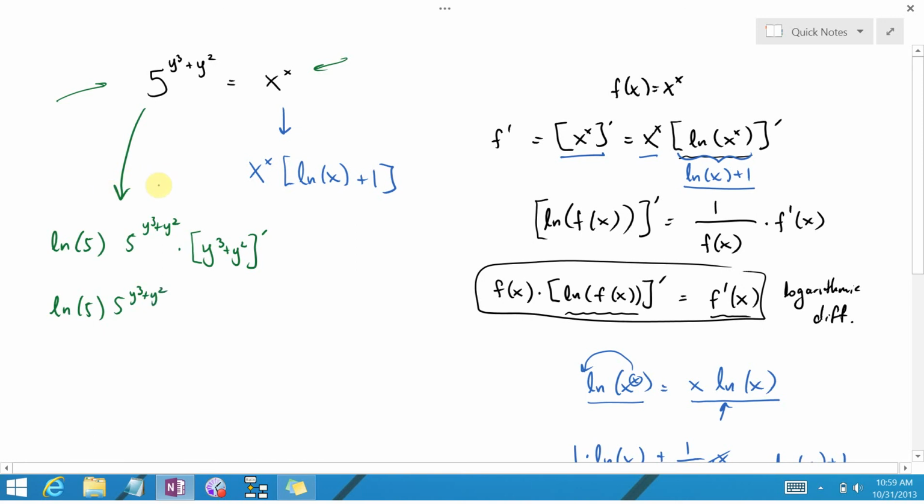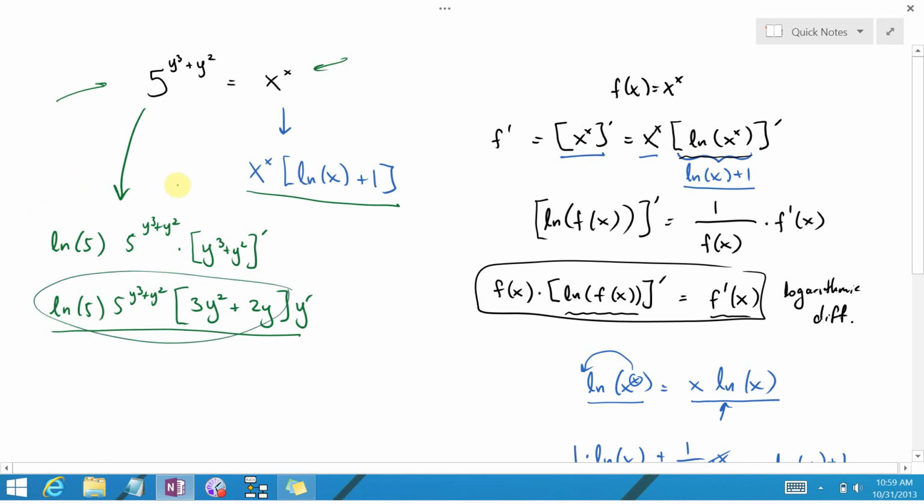What is the derivative of y cubed plus y squared? Well, by implicit differentiation, or by the chain rule, whatever you want to think about it, it's 3y squared plus 2y. You just take the derivative as if you're taking the derivative with respect to y, but then you have to multiply by y prime, right? To multiply by the derivative of the inside. So the left-hand side should equal this, the right-hand side should equal this, and I'll leave it to you to simply divide both sides by this quantity and solve for what y prime is. But that's the trick there.